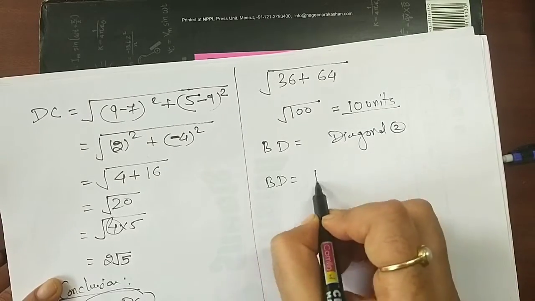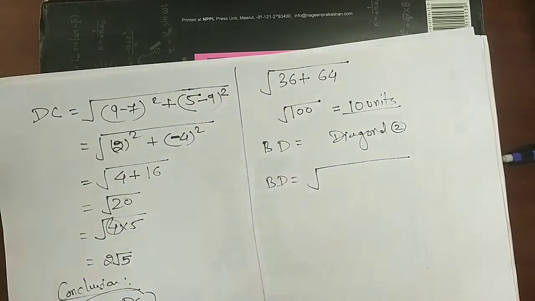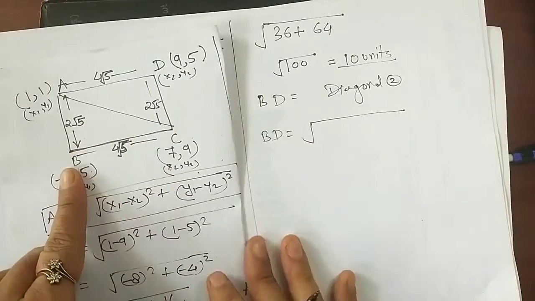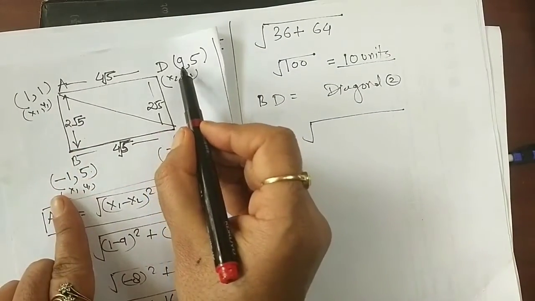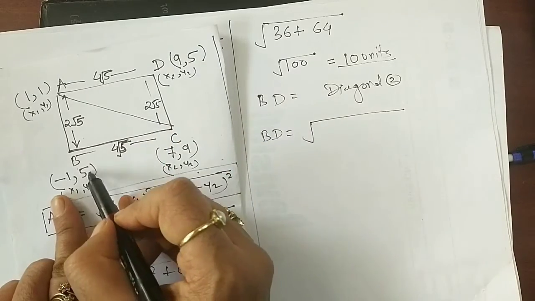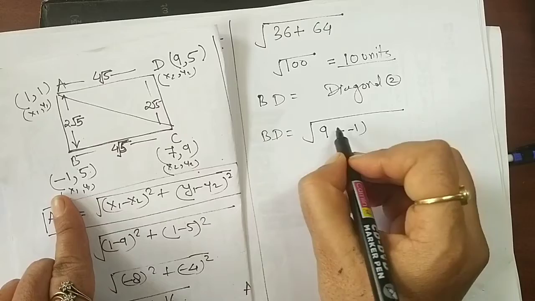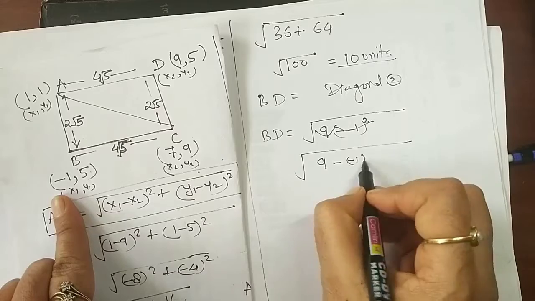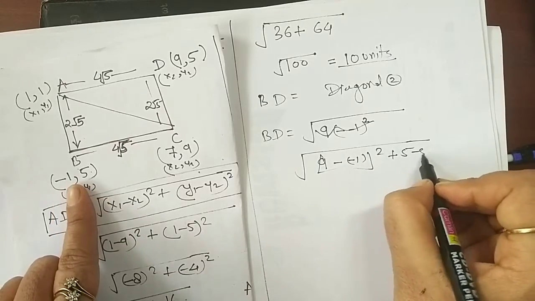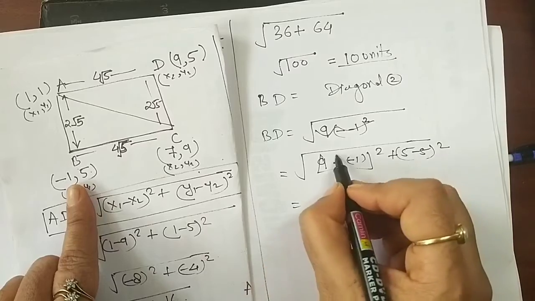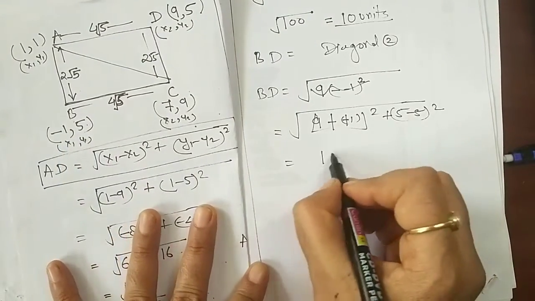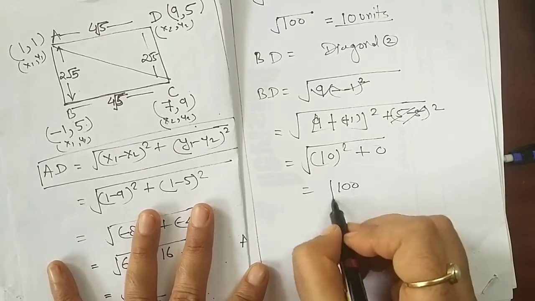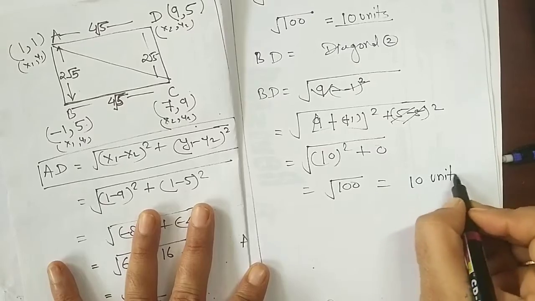So BD, let me apply the formula for BD guys. For BD, here is my diagram for BD. Okay, so suppose this is x1 y1 x2 y2, so it will be 9 minus of minus 1 square. I am sorry, I should write it 9 minus of minus 1 square plus 5 minus of 5 square. So this is minus and minus will become plus. So 9 plus 1 is 10 square plus 5 minus 5 is 0, under root, which is nothing but 100 under root, which is nothing but 10 units.